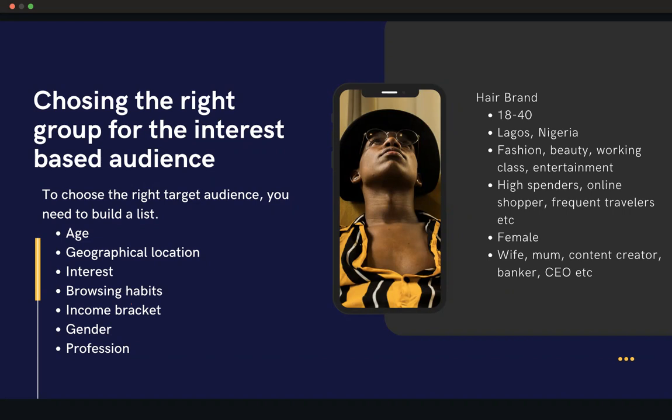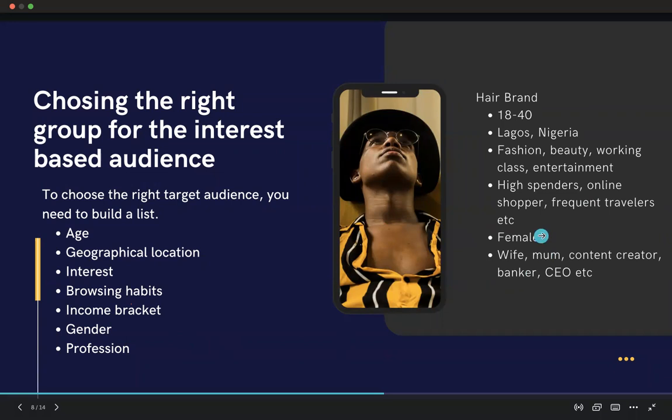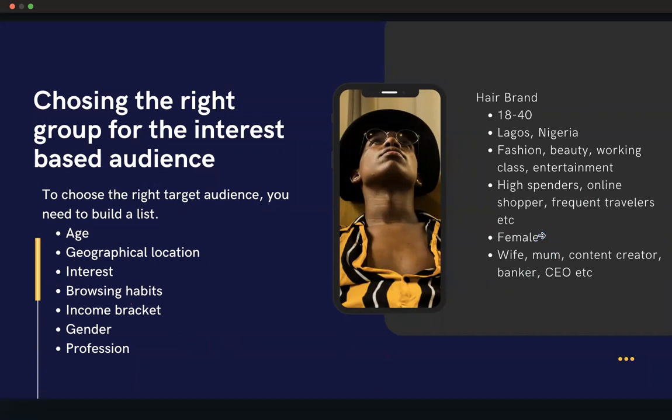So you put in keywords like high spender, online shoppers, frequent travelers, and these online shoppers can actually even come under browsing habits. Someone who always buys things online. Person has used Jumia, person has done a lot of checkouts via Facebook, right? They also target this person because they know that this person is less likely to think your brand is a scam, right?